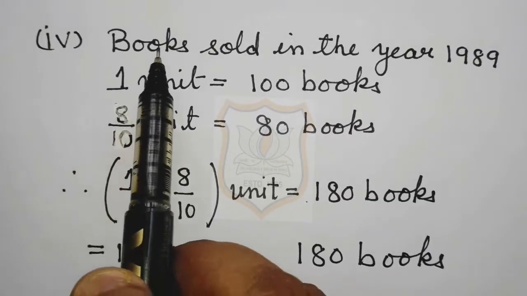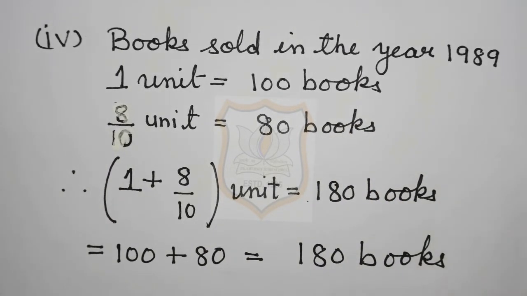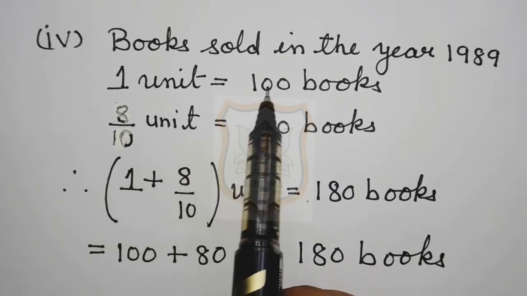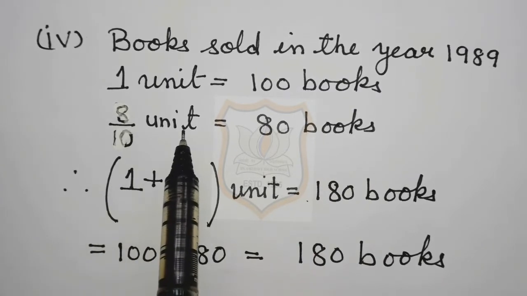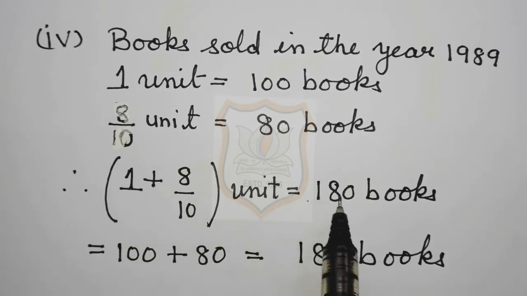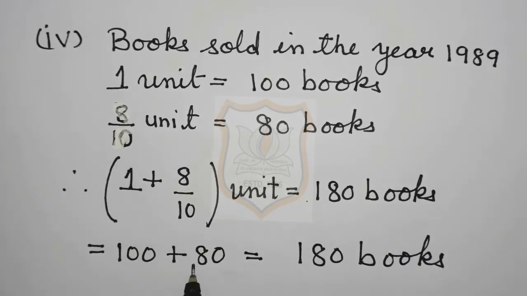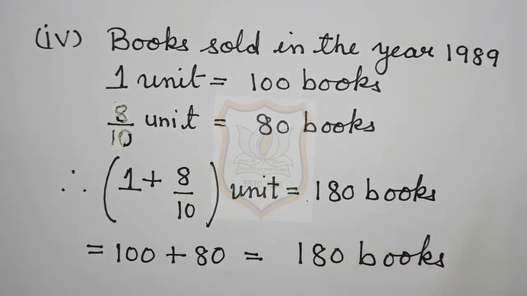See, books sold in the year 1989, that is equal to 180, that we have already calculated. 1 unit is equal to 100 books, that is there in the graph paper. Now 8 upon 10 unit, that is equal to 80 books. So 1 plus 8 upon 10 unit, that is equal to 180 books, because 100 plus 80. 1 unit is equal to 100 books, and 8 upon 10 unit is equal to 80 books. So 100 plus 80, that is equal to 180 books. So we can say that in 1989, 180 books were sold.